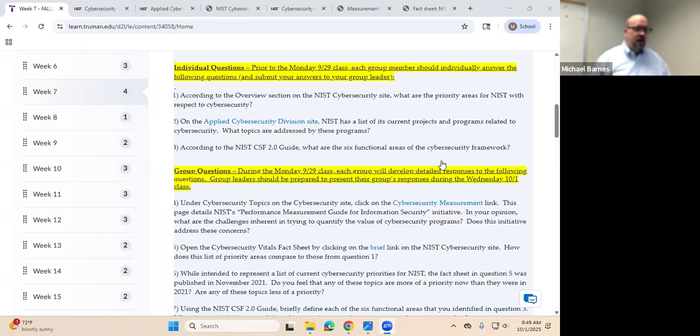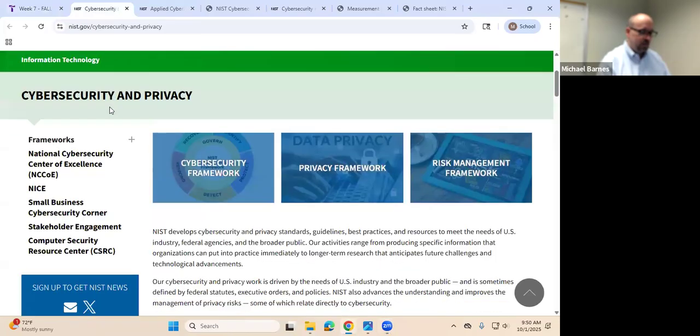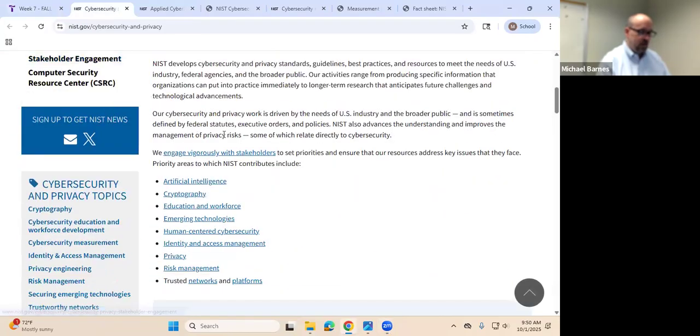And I had you visit the NIST cybersecurity site, and I said, what are the priorities for NIST with respect to cybersecurity? So let's just go ahead. I want to say I shuffled up the names, but actually all I did is alphabetize by last name. So it's going to be Joe, you're first up. What were the priority areas for NIST with respect to cybersecurity? AI, cryptography, education, workforce, emerging technologies, human-centered cybersecurity, identity and access management, privacy, risk management, trusted networks and platforms.